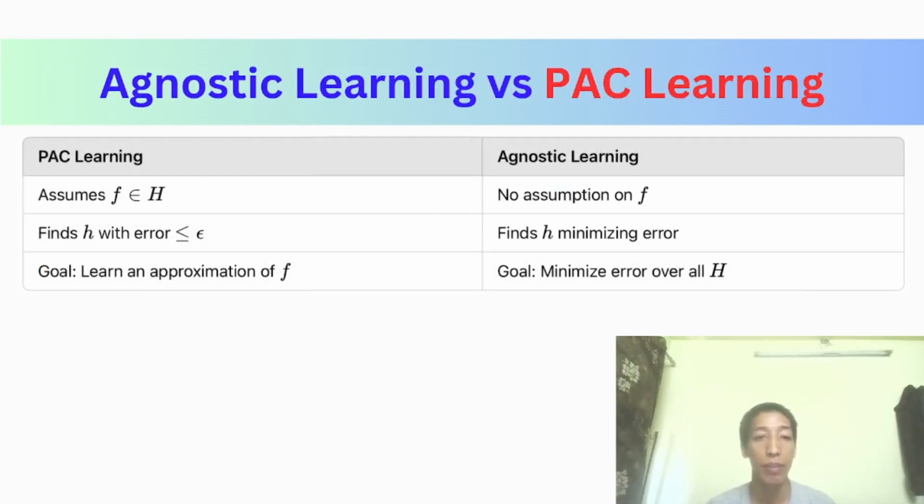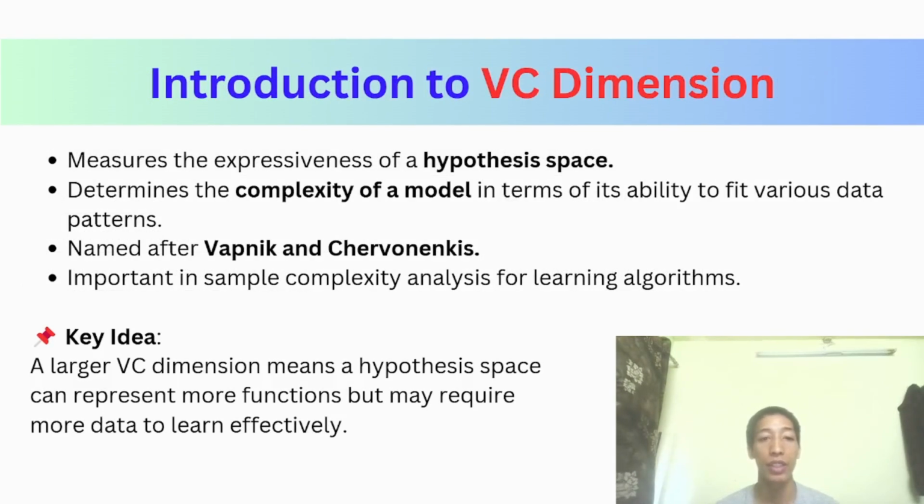Agnostic learning versus PAC learning. To summarize the difference between agnostic learning and PAC learning: PAC learning assumes that the target function exists in the hypothesis space H. The goal is to find a hypothesis with an error of at most epsilon with high probability. Whereas agnostic learning removes this assumption, acknowledging that the best hypothesis in H may still have some inherent error. The goal is to minimize the overall error.